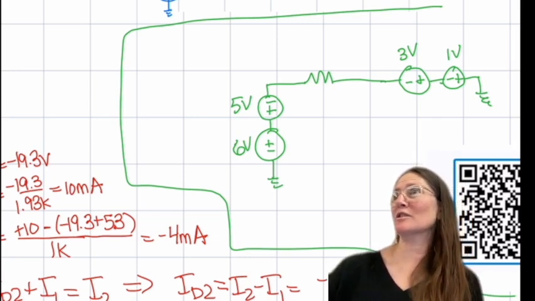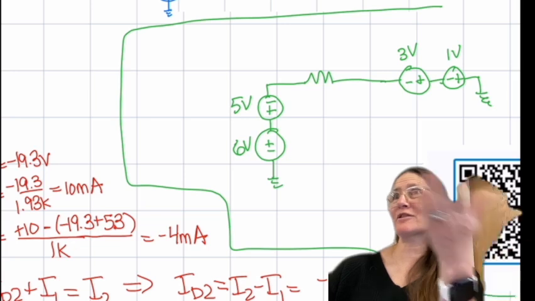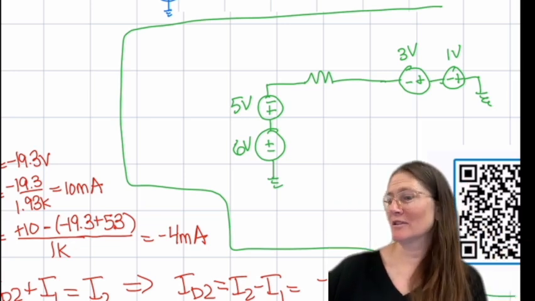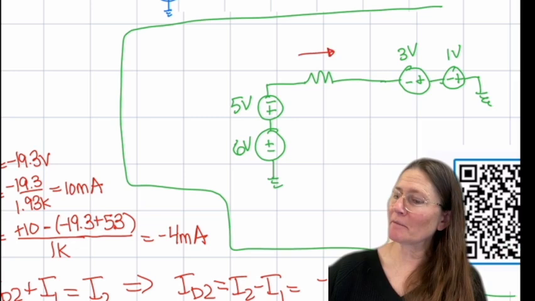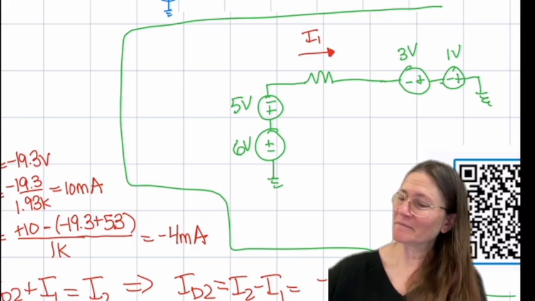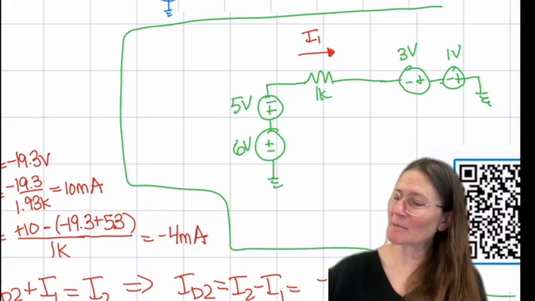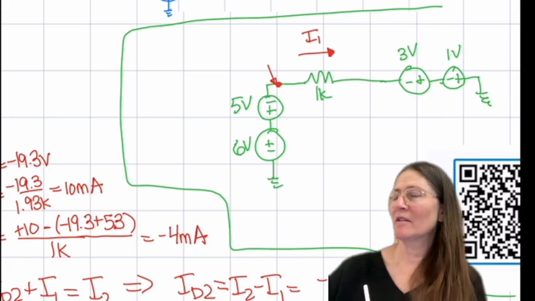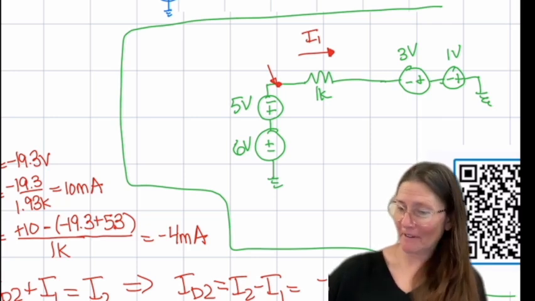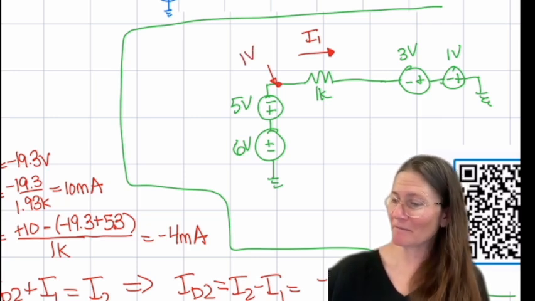Somebody choose direction of current. Left to right or right to left? Left to right. Okay, left to right. Current's going to go in this direction. I'm going to do a 1K here just to make it easier. Okay, voltage at this node. 6 minus 5, 1 volt.